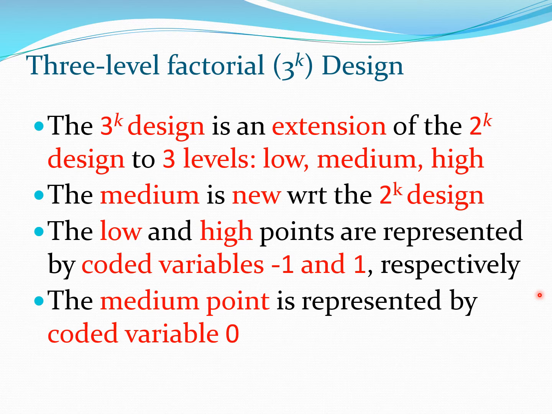Now, if you recall the 2K design, we had coded variables -1 and 1, which essentially referred to the low and high points in the design space. Therefore, we can consider the medium point to be the coded variable 0. And then we have essentially 3 levels, -1, 0, and 1, where 0 could be the baseline point.